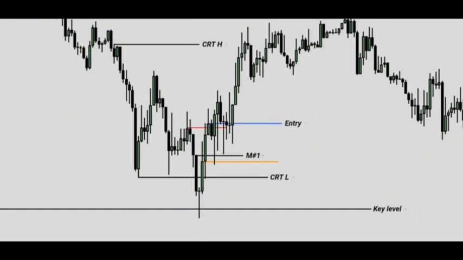Now you see this yellow line I mark, this open close that I mark here, that serves as our key level that price went into before distributing to the upside. Why did I choose this open close?